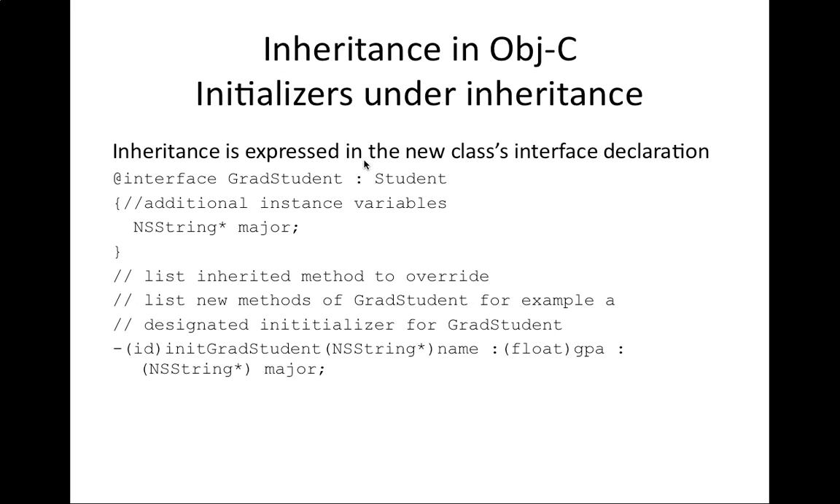Inheritance is expressed in the new class's interface declaration. So we have interface GradStudent that comes from Student. We have additional instance variables in here, a student major, which is going to be a string object, major. And then we have a list of inherited methods to override if we're going to override something.